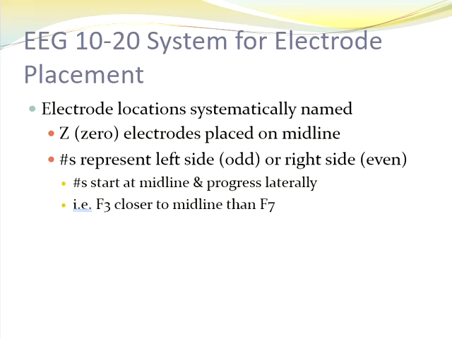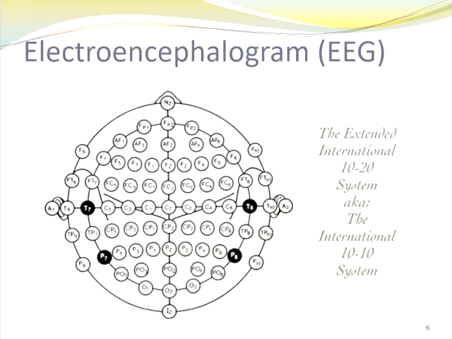The numbers represent what side of the brain it's on. Odd numbers are always on the left. Right side are always even numbers. The closer to the midline that the number is, the lower the number is, and as it gets farther away from that midline, the higher the number is. And Z represents that the electrode is on the midline itself. So here is the midline, so all of the electrodes here are labeled with a Z.